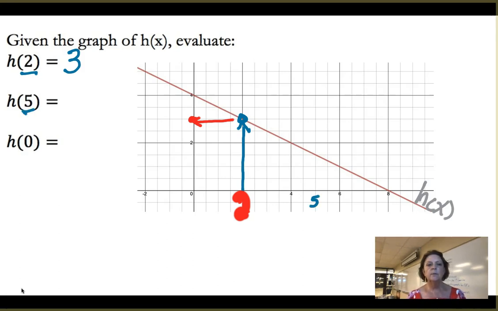The next one is asking me to find h of 5. So I'm going to find the x value of 5, draw a line up to my graph. It touches there, and that would be 1.5. My y value would be 1.5 at that point. And I'm going to do the same thing with h of 0. I'm going to go to 0, go up to my graph, and my y value at that point is 4.